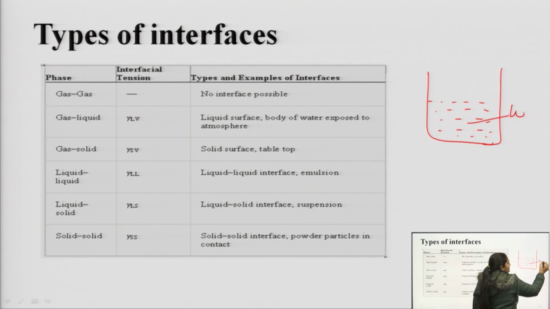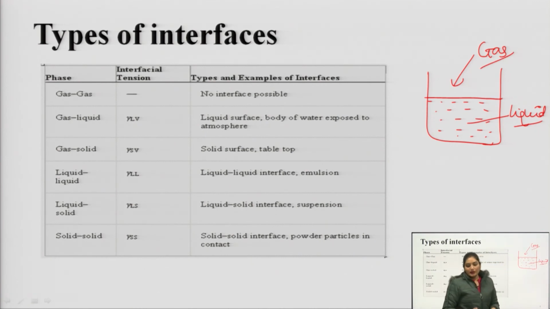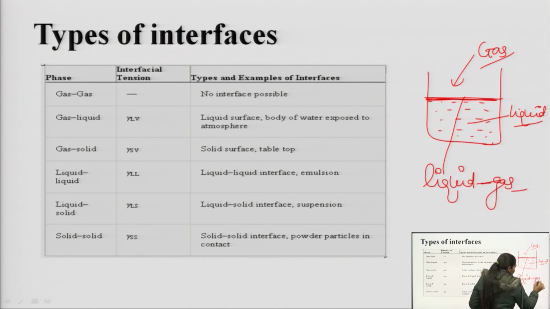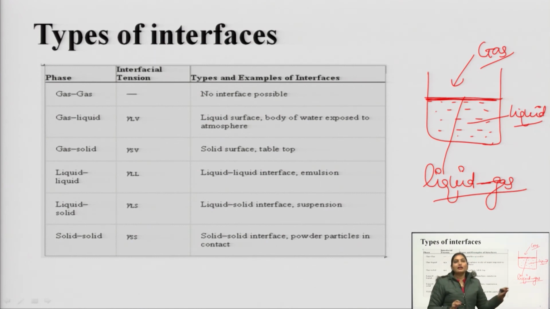there is a liquid, this is the liquid, and there is gas. Okay. So, this is called the liquid gas interface. What is the interface? This is the interface. This will be called the liquid gas interface, and an example of this is water in a beaker. As it is seen, water in a beaker is an example of a liquid gas interface.